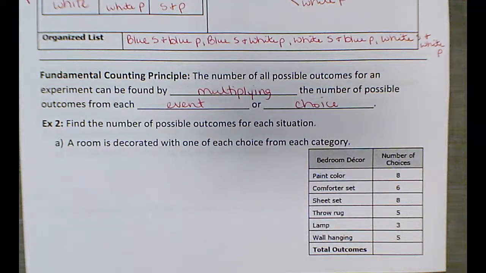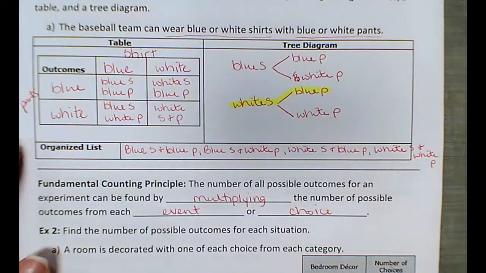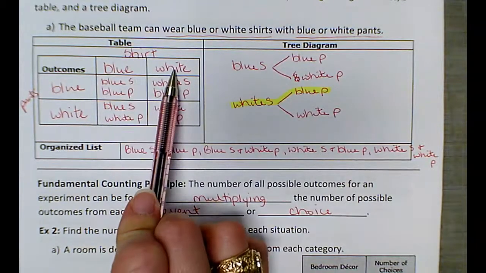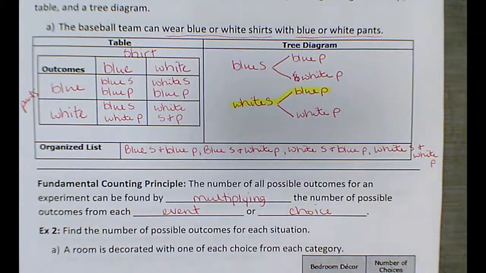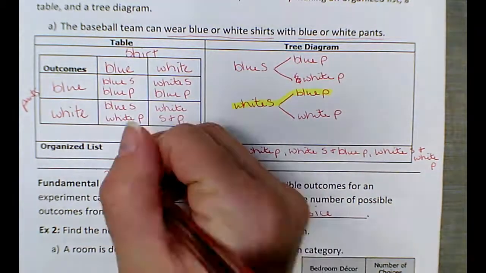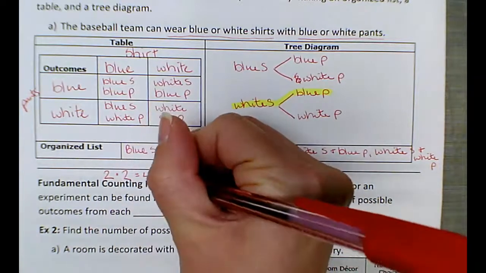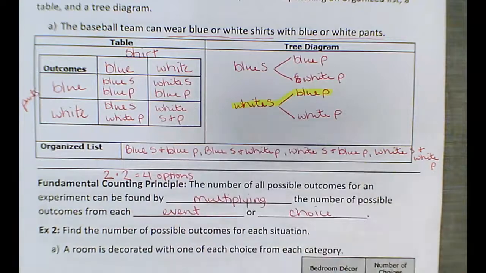So you can use the fundamental counting principle to find the number of all possible outcomes for an experiment by multiplying the number of possible outcomes for each event or choice. So remember, before, our sample space for this baseball team experiment, picking the outfit, had 4 items. There were 2 shirt options and 2 pants options. So the fundamental counting principle says that I can find the total number in the sample space by taking my 2 shirt options and multiplying by my 2 pants options. So that's 4 total options, and that's 4 items in the sample space, which is exactly what we came up with.